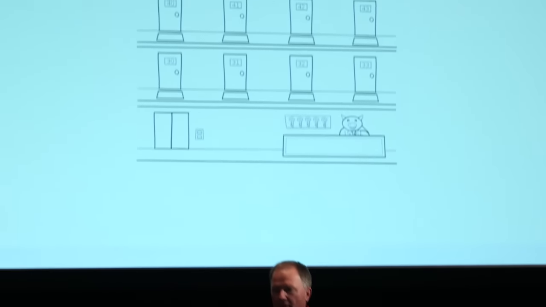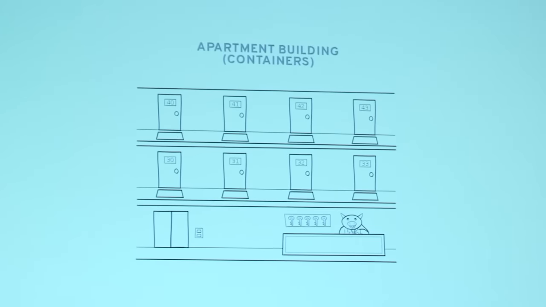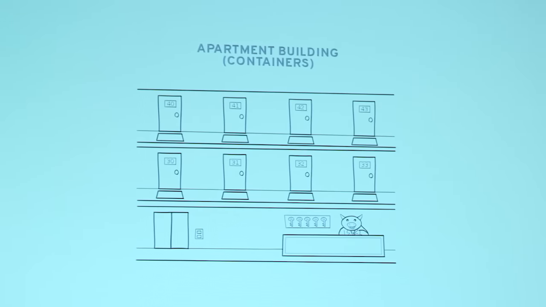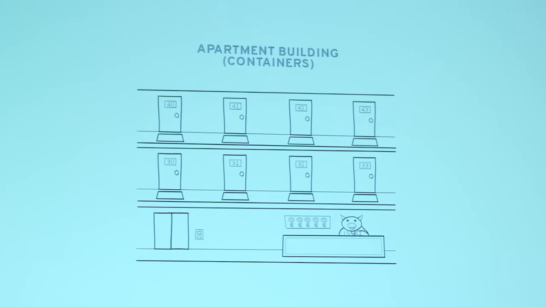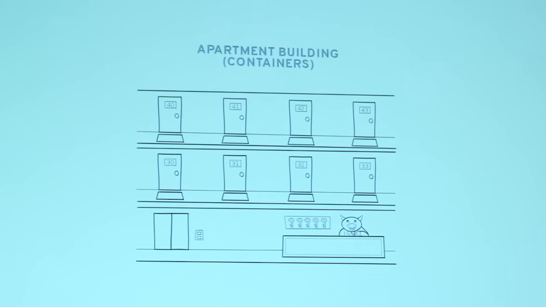When we get to containers, now we have the pigs living in an apartment building. And not only that, but the apartment building happens to have a front desk with all the keys to all the apartments. So that's where the single point of failure is. The pig sitting at the front desk represents the Linux kernel. Every single process running inside of a container is talking to the host kernel.